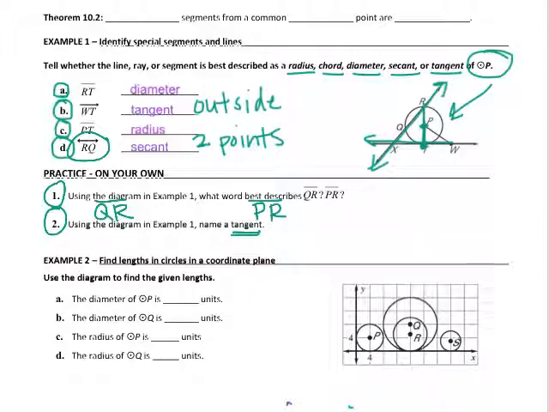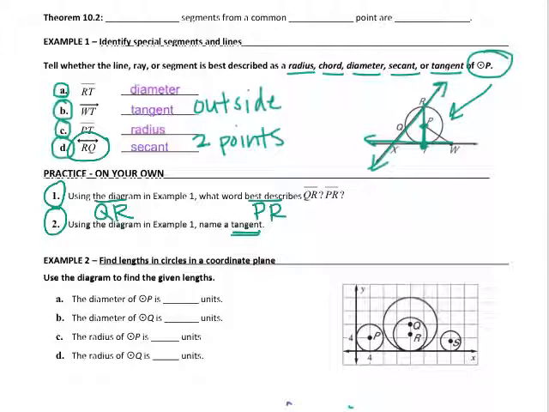All right, going on to example 2. Find lengths in circles in a coordinate plane. So if we're looking at the coordinate plane given to us, we see lots of circles. We see circle P, circle Q, circle R, and circle S. And it's asking us to find the diameter and the radius of a couple of these. So we'll take a look at the diameter. Remember, it's the chord that goes straight through the center.